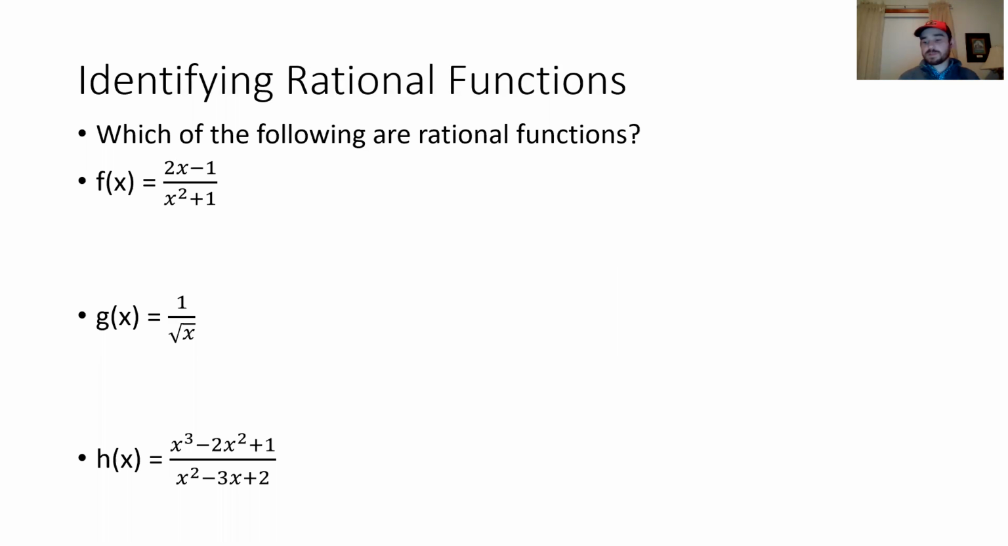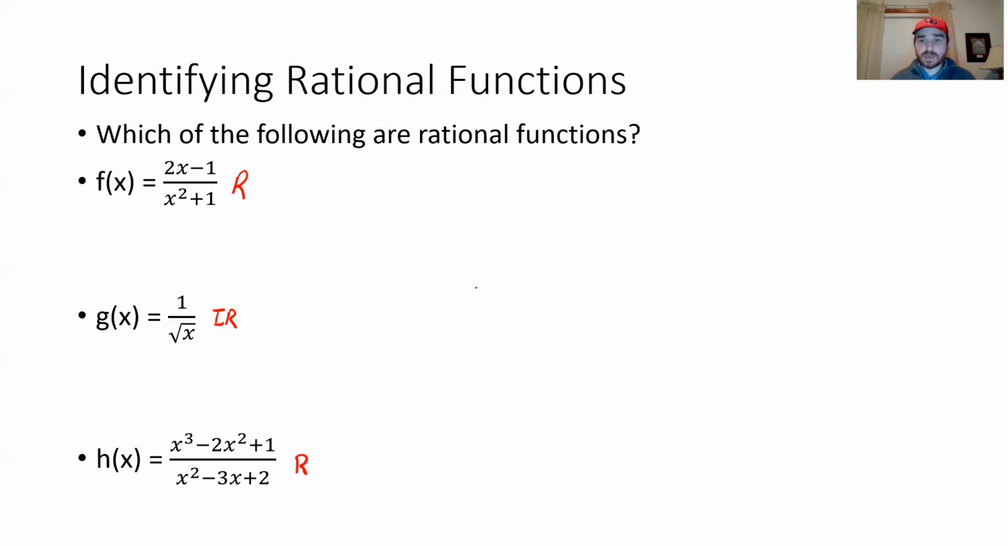So first off, we want to be able to identify rational functions. What we're looking for is a polynomial in the numerator and in the denominator. So 2x minus 1 is a polynomial. x squared plus 1 is a polynomial. So this one is rational. For this one we have 1 over the square root of x. Square root of x is not a polynomial. If you graph this and try to put in a negative, it won't work. So this is not rational. And in the last one, we have x cubed minus 2x squared plus 1, which is a polynomial, over x squared minus 3x plus 2, which is also a polynomial.